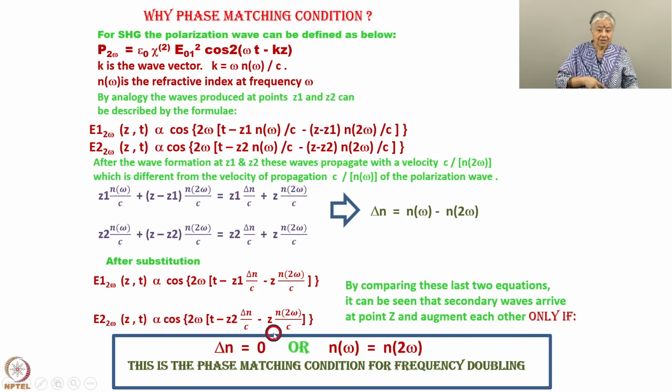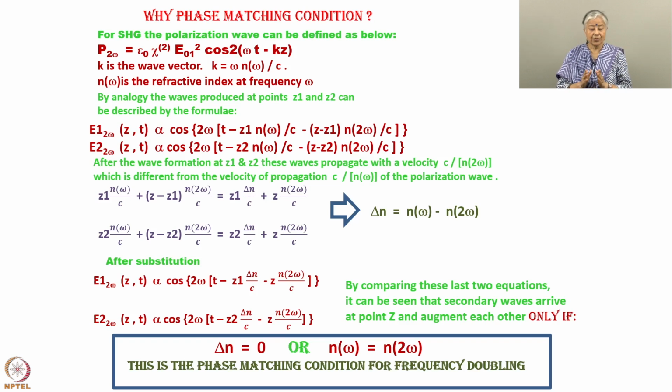See here, if I put delta n equal to 0, this whole term disappears, and what remains is that both of them have the same phase. The waves that originated from Z1 and the waves that originated from Z2 both have the same phase, and it happens only when delta n is equal to 0. Okay. And this is what we call the phase matching condition for frequency doubling.